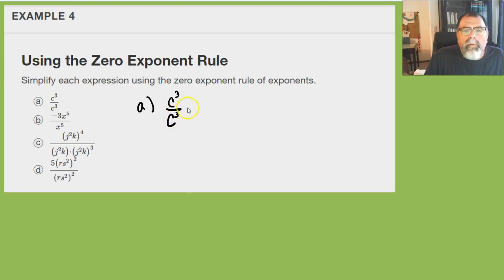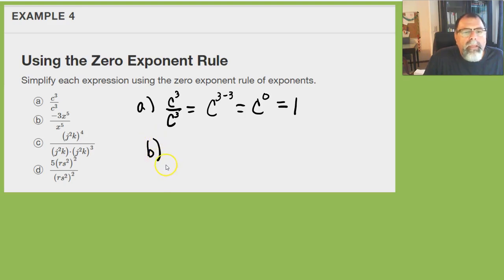Alright, so basically the example I just gave you, we're going to use the exponent rule 3 minus 3, which is 0. Anything to the 0 power, using the zero exponent rule, is 1.